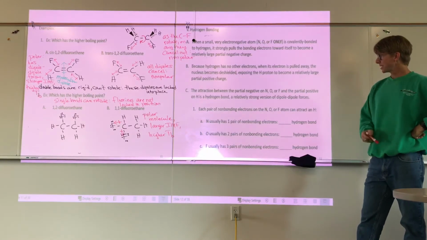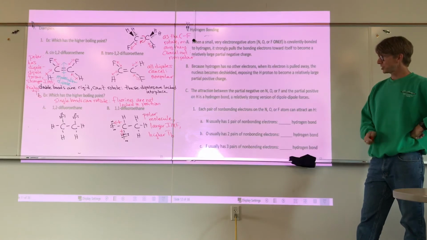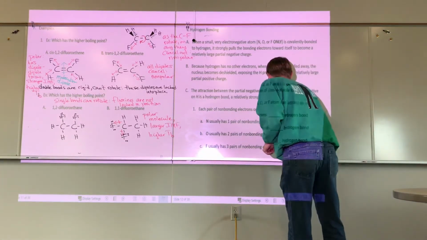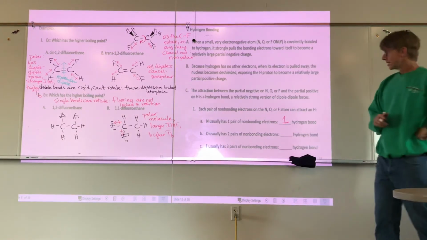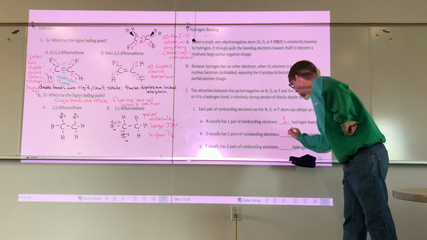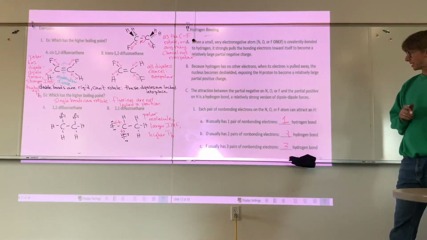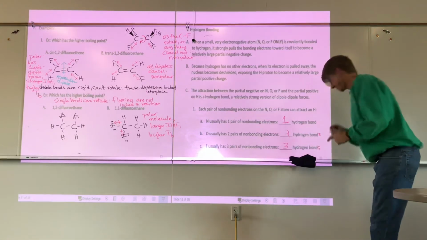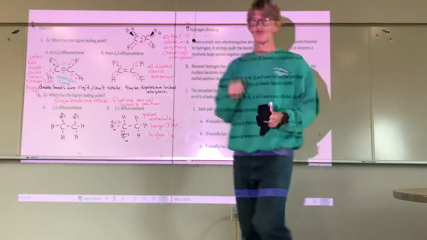Each pair of non-bonding electrons on the N, O, or F atom can attract an H. N usually has one pair of non-bonding electrons, one hydrogen bond. O usually has two pairs, two hydrogen bonds. F usually has three pairs of non-bonding electrons, three hydrogen bonds.